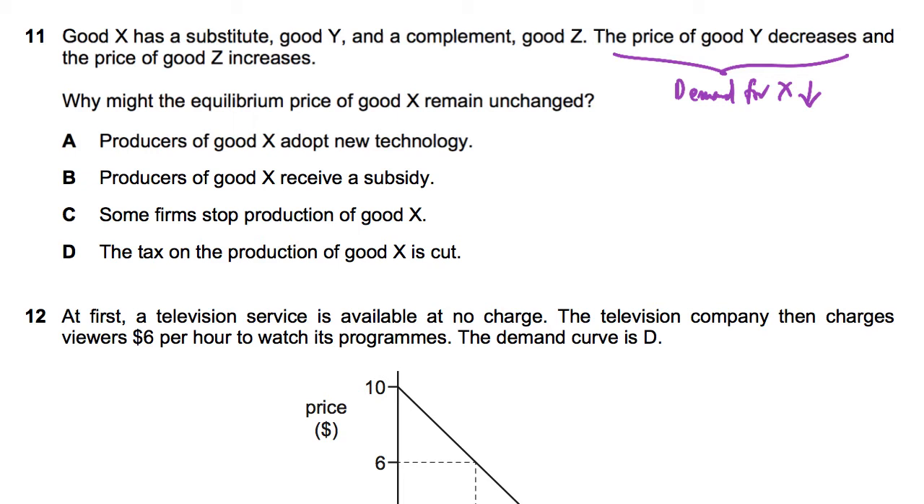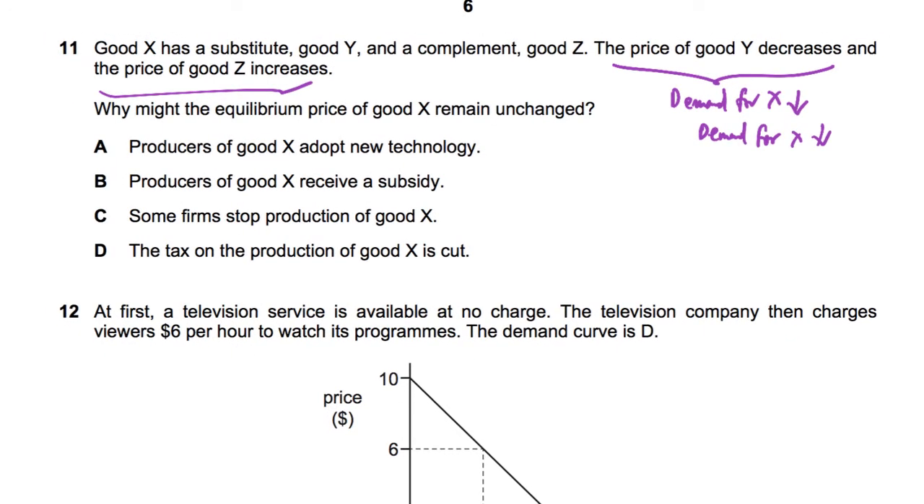At the same time, Z is a complement to good X. So that would mean if the price of Z is increasing, people will buy less of X because they are complementary goods, which means they are jointly consumed. So therefore demand for X will also go down because good X and Z are complements and Z is becoming expensive. The question is asking us why the equilibrium price for good X might remain unchanged, and the reason why it could happen could be because of answer choice C, which says some firms stop production of good X.